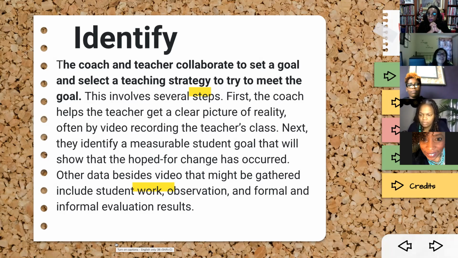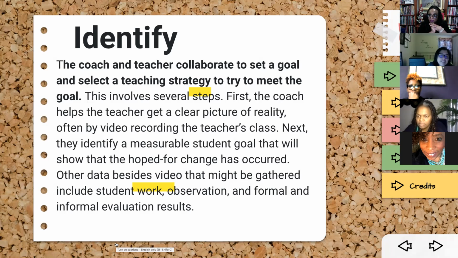And then we kind of softly ask them, so what do you think? What do you think we should do? Even if we know what should be done, we solicit answers from the teachers so that they own whatever we're going to be doing.